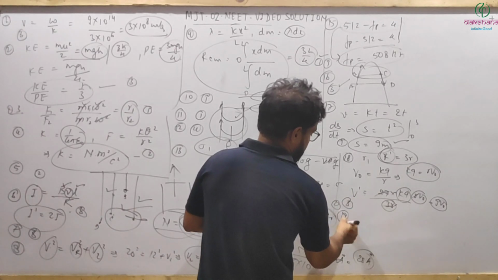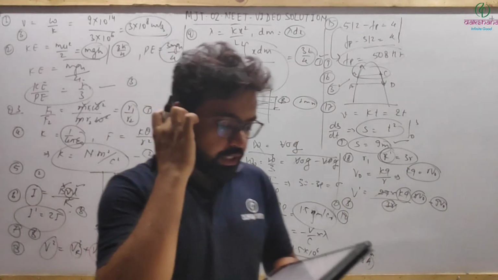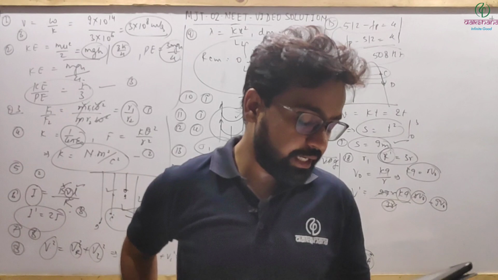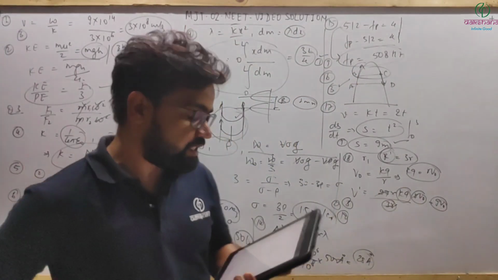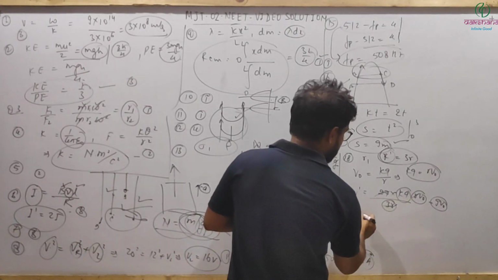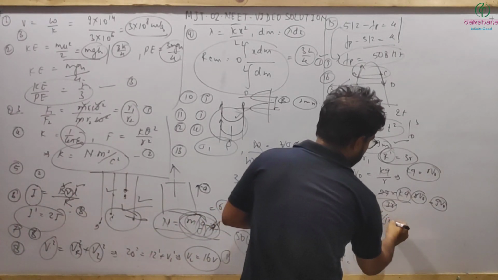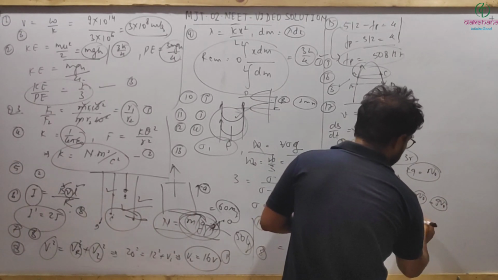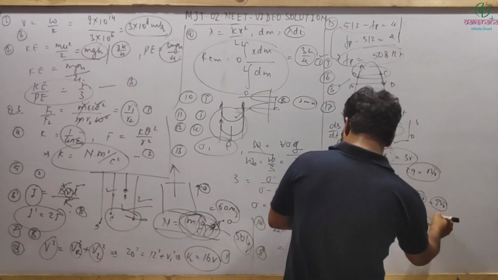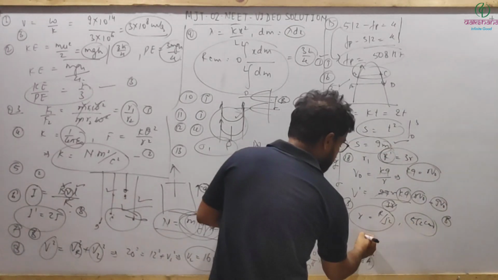Question number 19. The radius of a uniformly charged ring is 10 cm. Find the distance of the point on the axis from the center where the electric field is maximum. So it's a standard result: we know x is equal to r by root 2 where the electric field is maximum. That's coming out to be 5 root 2 centimeter, matching with option number 3. Next, question number 20.